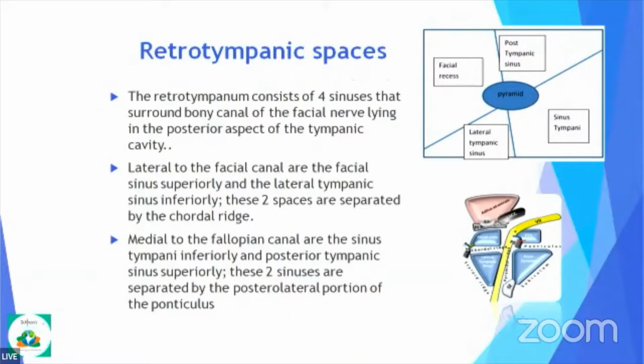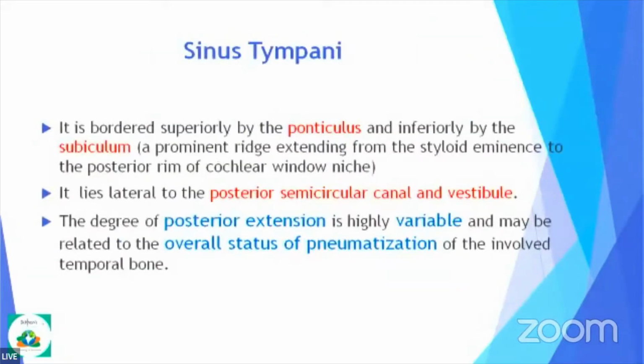again, depending on the extent of pneumatization, your facial canal is there, your middle ear is there. The spaces lie medial to it and lateral to it. Lateral to it would be the facial recess and the lateral tympanic sinus, and medial to it would be the sinus tympani and the posterior sinus, which I've already described. Okay, so a little bit of brushing up on what I have said. Sinus tympani is nothing but the space which is enclosed superiorly by the ponticulus and inferiorly by the subiculum. It lies lateral to the posterior semicircular canal and the vestibule. Basically, it's the space between the medial wall and the part, and the posterior extension is variable. So just consider the posterior part of the mesotympanum.